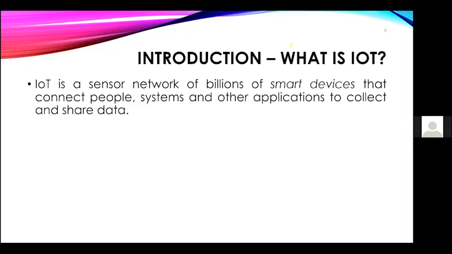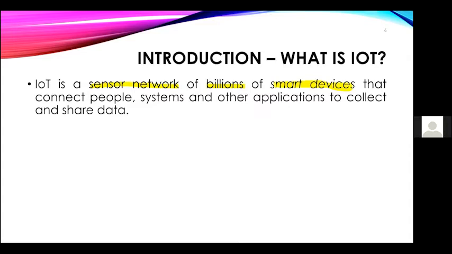So IoT is basically a sensor network of billions of smart devices. Smart is a very broad word. In a raw way, smart represents something where intelligence is involved. Now the question comes, what is intelligence?